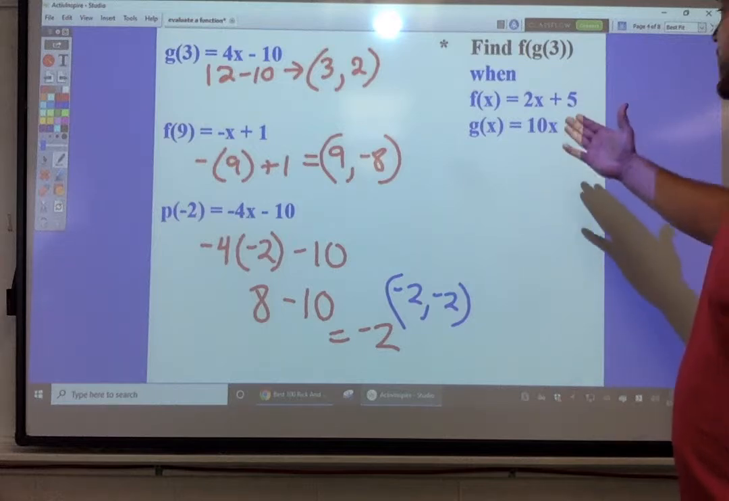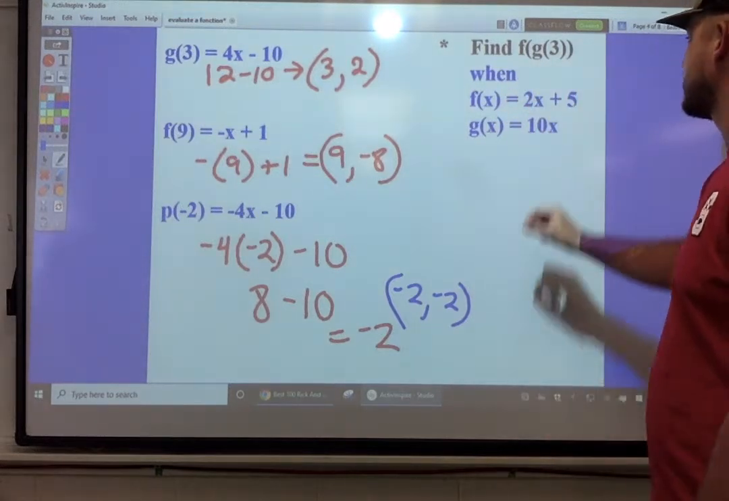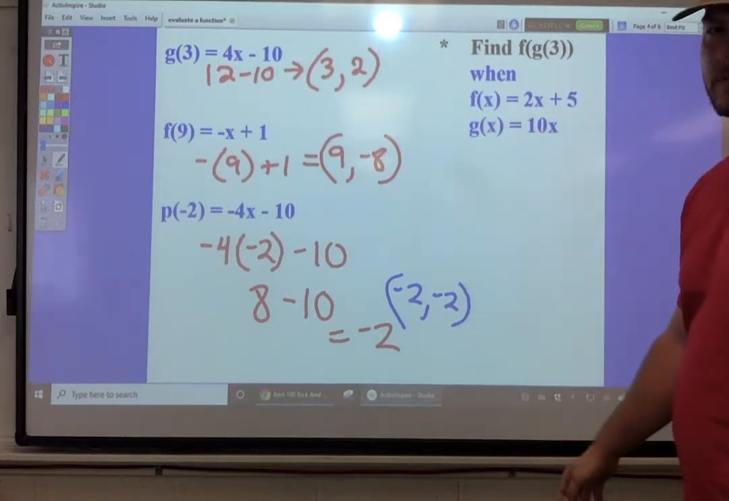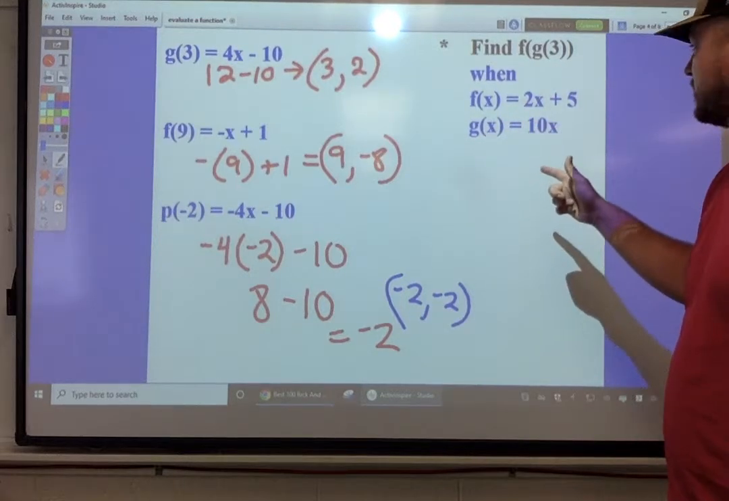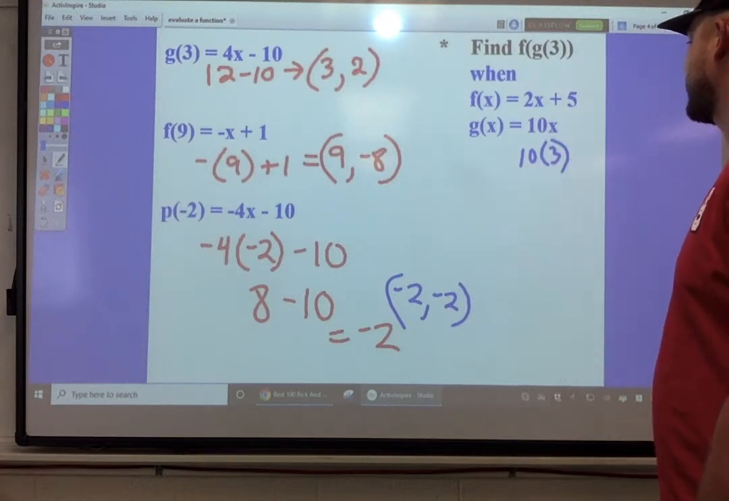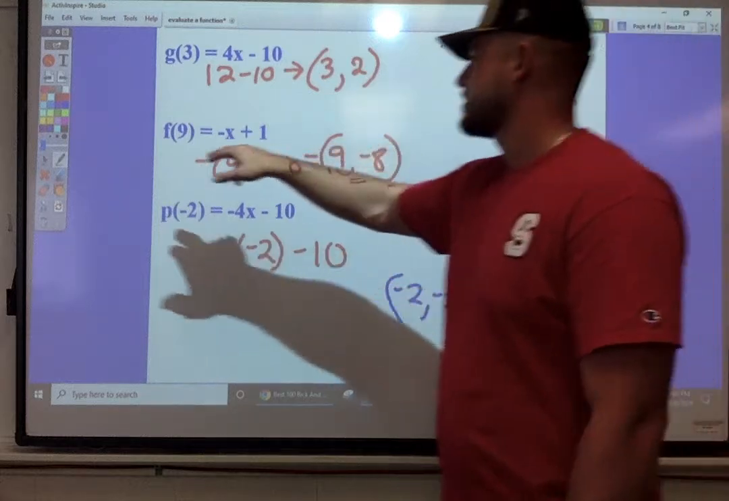So really, to solve these, you just go in the order of how it's given to you. Right? So it's saying plug in 3 for my g function, or my g of x. So when x is at 3 for my g of x, let's just plug in 3 here. I think you guys know that. 10 times 3 is 30. So I've got 30 for my g of x.